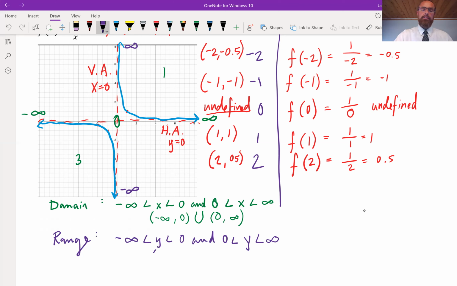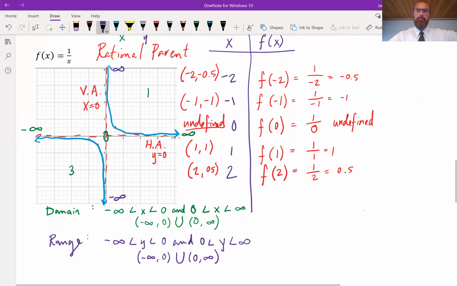Note that when I go to write the interval notation, parentheses, negative infinity, 0, comma, parentheses, union, parentheses, 0, comma, infinity, close parentheses, that's identical to the interval notation for our domain. And to me, that's one disadvantage of interval notation. I like it because it's efficient, but notice it doesn't include the variable x or y. All right, so that completes our analysis and graphing of this rational parent function.